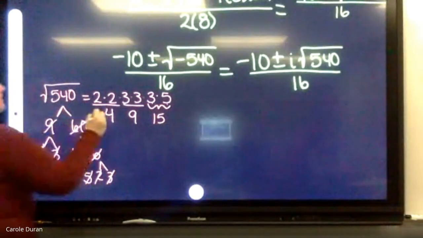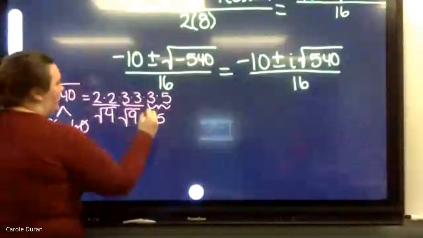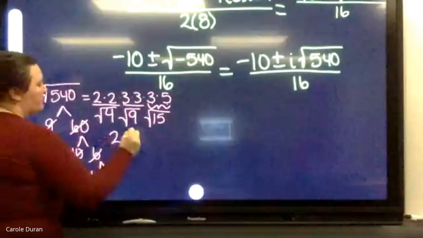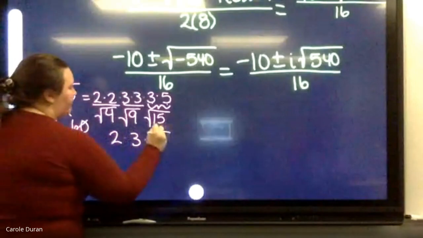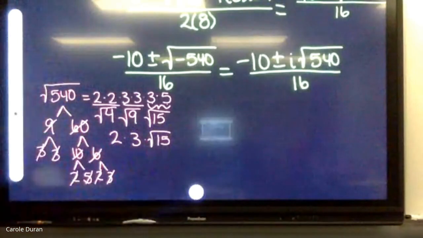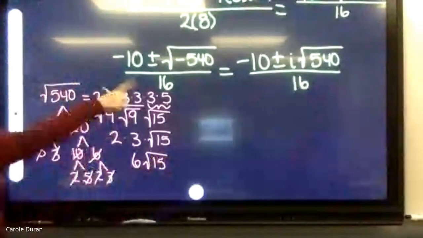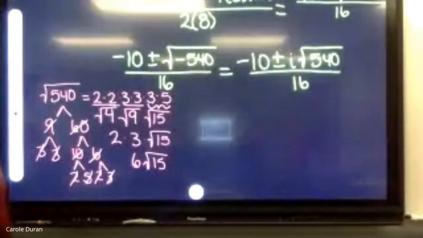Nothing else combines. So I have 4, I have 9, and I have 15. Square root of 4 is 2. Square root of 9 is 3. Square root of 15 stays the square root of 15. I can put the 2 and the 3 together to get what? 6. So this becomes 6 square root of 15, which I will then replace the square root of 540 with.